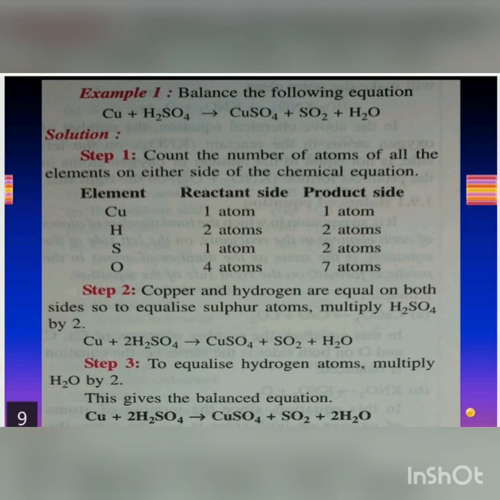Let's see what the final equation is showing. Copper is 1 on both the sides, hydrogen is 4 on both the sides, sulfur is 2, and here on this side also we have 2 sulfurs.